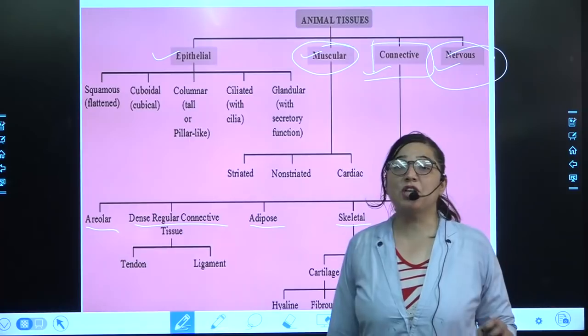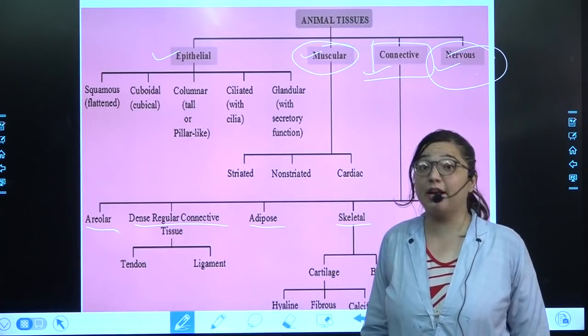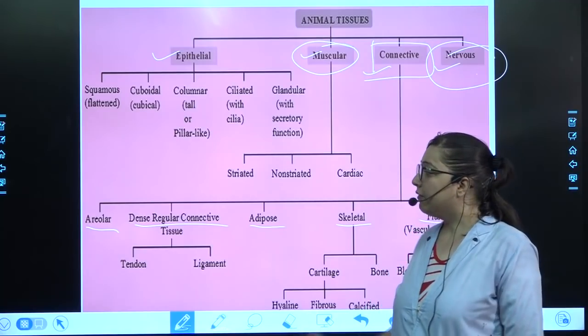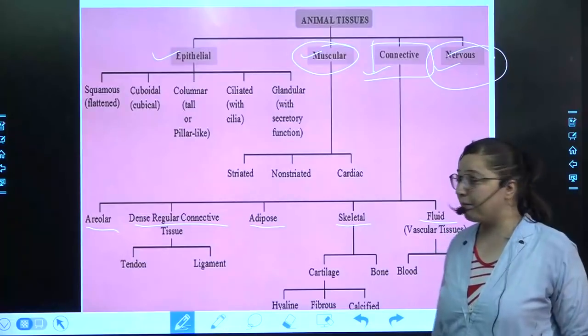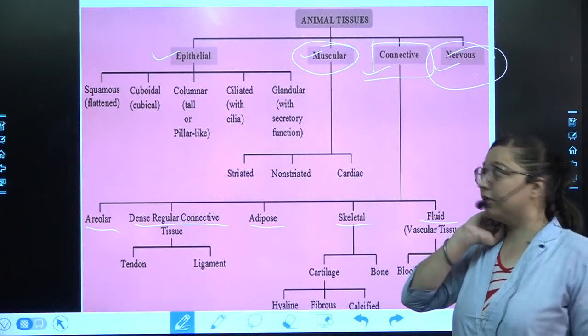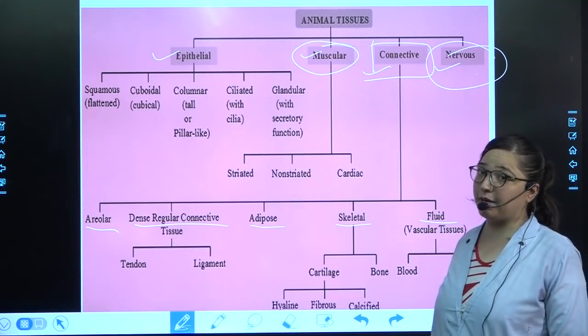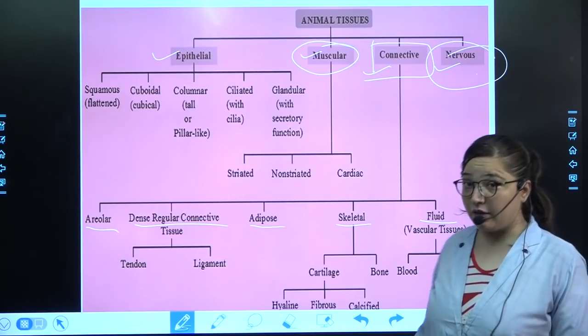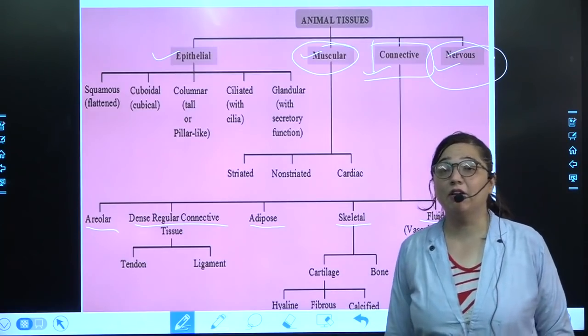Once again, how many types of connective tissues are there? 5 types. Which are those? Areolar, dense regular, adipose, skeletal and fluid.